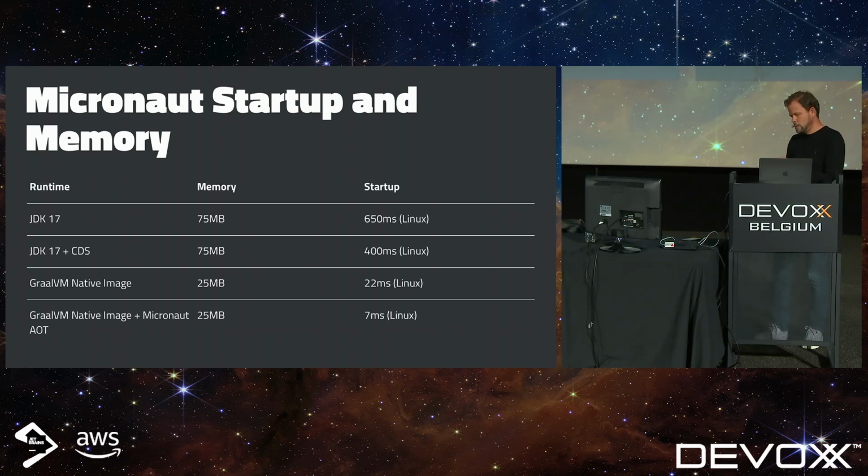Now, what I haven't demonstrated is Micronaut AOT. Also, on Linux, startup time is faster than on the Mac, but basically these are conservative numbers. There are various ways to improve startup time. With JDK 17 and just running the app, you get something like 650 milliseconds of startup time. You can use CDS, AppCDS, to maybe shave a little bit off.